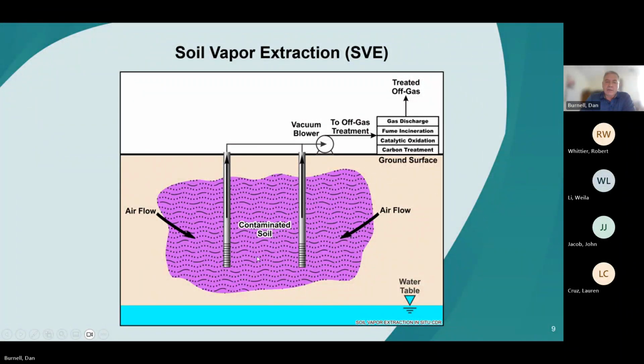the air that's pumped out. And over time, this can be effective in treating the unsaturated zone and the impacted soil.